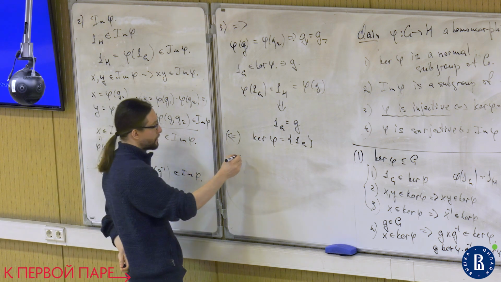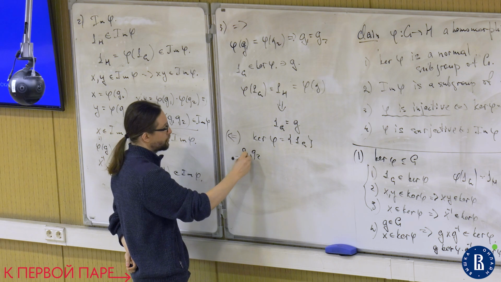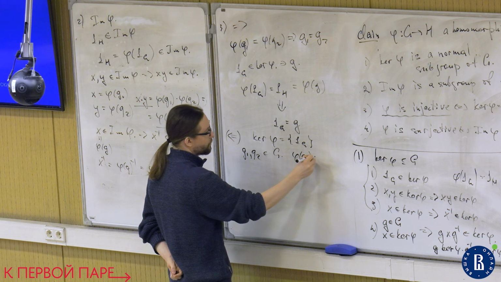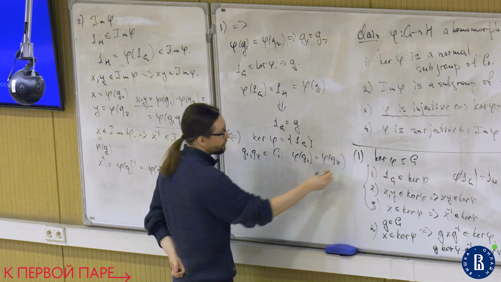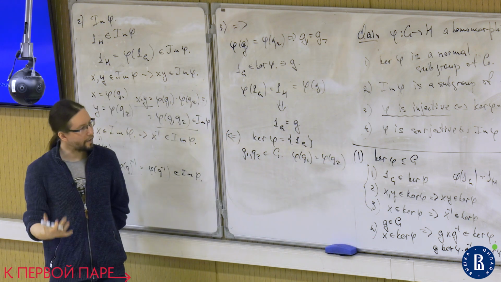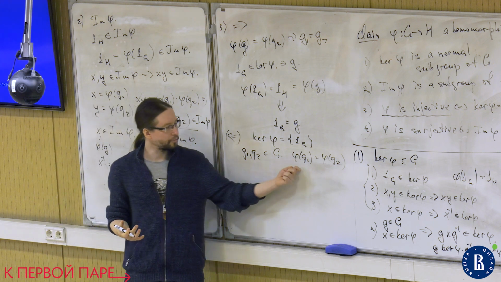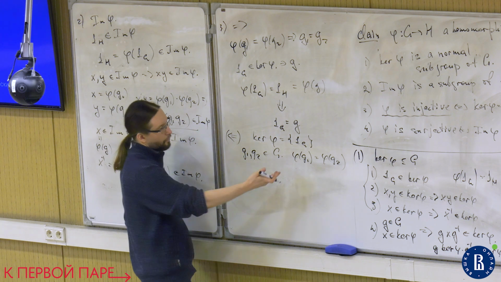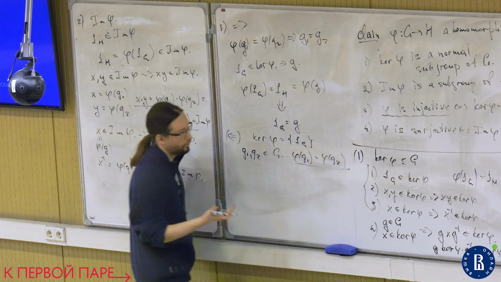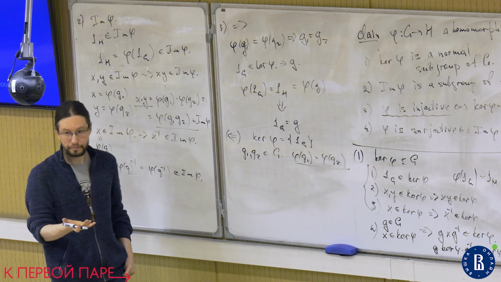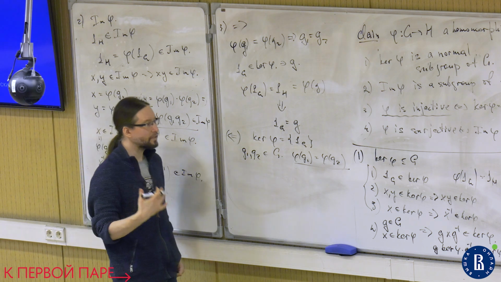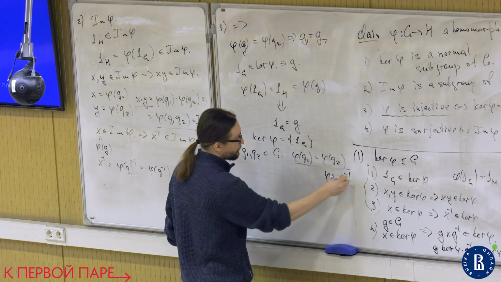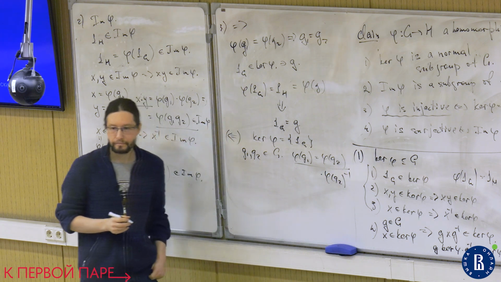So let's take two elements, G1 and G2 from G capital, and assume that phi of G1 is equal to phi of G2. And we want to derive from that G1 and G2 are the same. Okay, so we have this equality. This is equality in the group H. So let's multiply by phi of G2 inverse on the right.